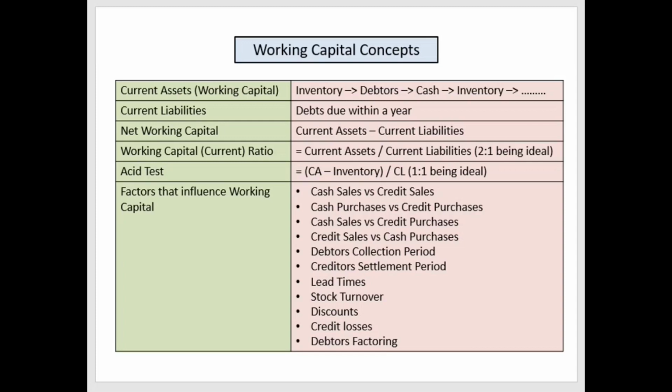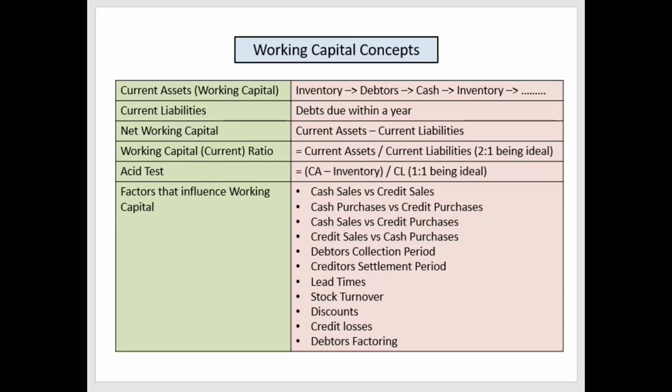What we have with working capital and current assets is a cycle. I've tried to indicate the cycle for you there. We have inventory. We sell the inventory to debtors. The debtors pay us in cash. We use the cash to buy new inventory, and so on and so on. That's how the working capital cycle works.